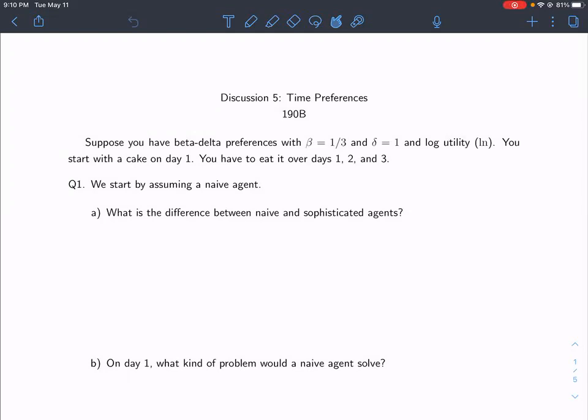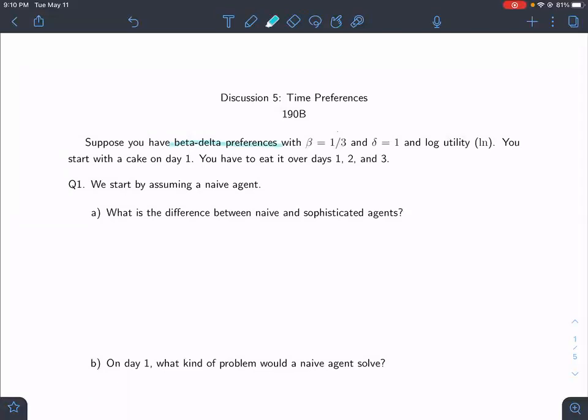So we are in a new chapter about time preferences. The questions that I cover today are based on the third homework. In the homework, you have a question where beta is 0.5. I just changed that to 1/3. And then more importantly, I want to go step by step how to solve a model with beta delta preferences.